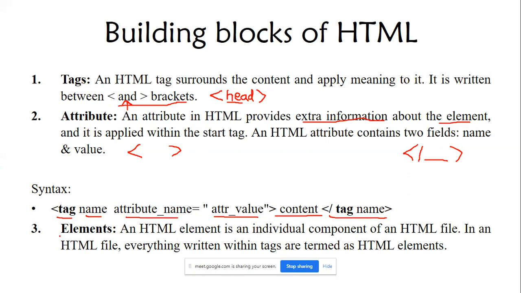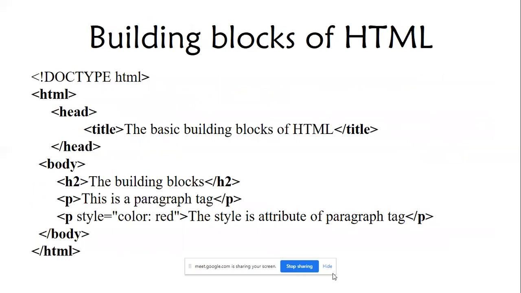And the third building block is the elements. HTML elements are the individual components of the main HTML file. Everything written within the tags is called an element. For example, this is the tag, and whatever I am writing here is called the HTML element. Everything written within the tags is termed an HTML element. Let us see one example of the building blocks.